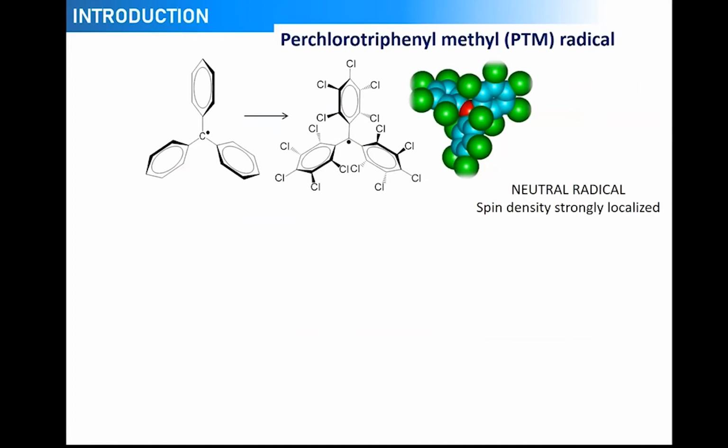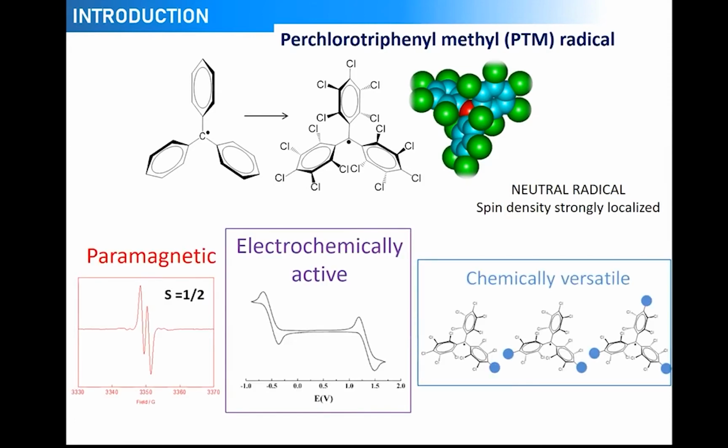So in our group, we have been working for years with this PTM radical that has already been introduced before. What makes this radical very stable are these chlorine atoms in the ortho position of this phenyl ring. These bulky chlorine atoms are the ones shielding the central carbon atom, which is the one holding the unpaired electron. So thanks to this functionalization, this radical is very stable. It's a neutral radical, and the spin density is strongly localized in this central carbon atom. What makes them very interesting is that they show different properties, so they are multifunctional radicals.